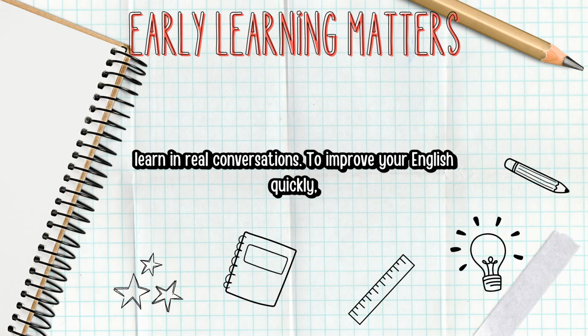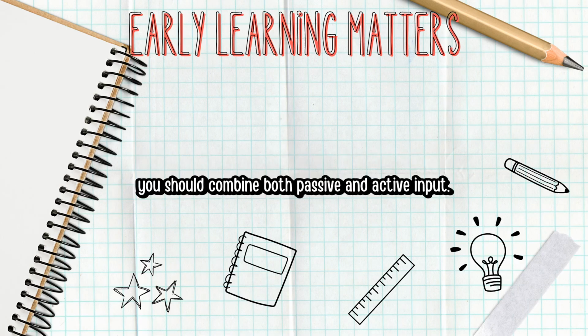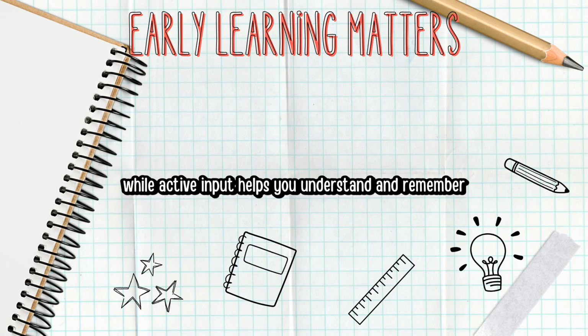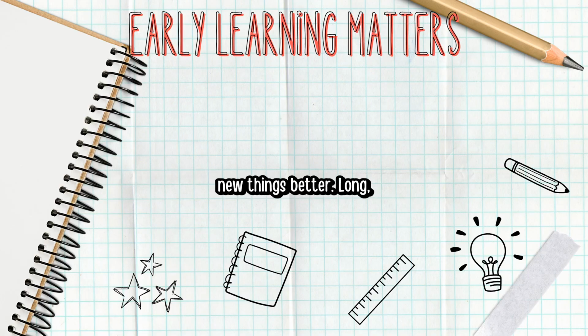To improve your English quickly, you should combine both passive and active input. Passive input helps you get used to English naturally, while active input helps you understand and remember new things better.